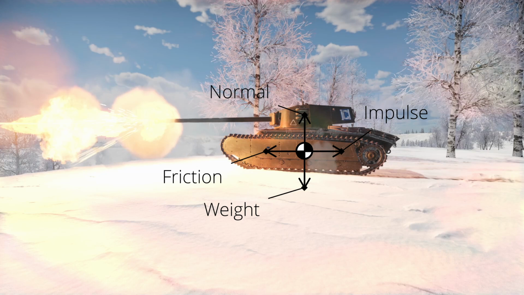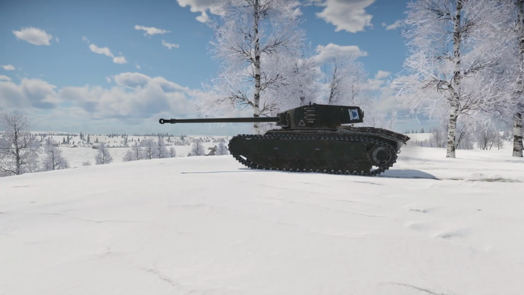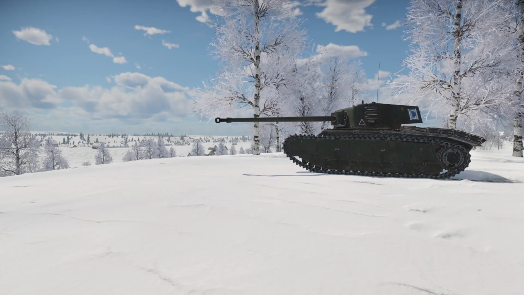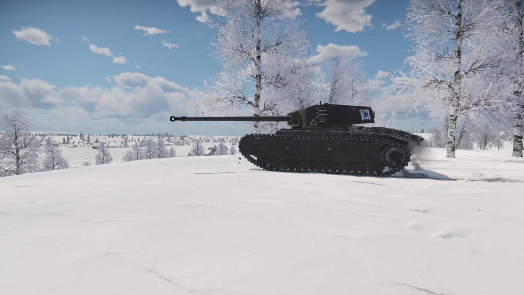Since the tank wants to move to the right, friction is acting to the left and counteracting this desire to move. This means all of our forces are balanced. When all the forces on a system are balanced, we say that this system is balanced. In the case of this ARL-44, our system is not only balanced, but also at rest.